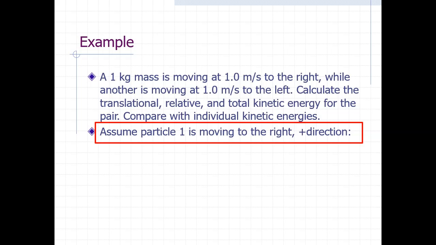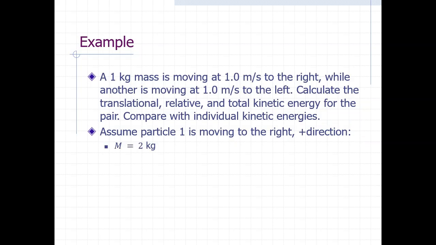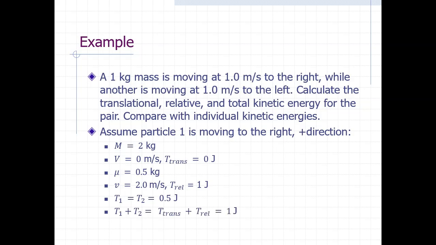Based on the given information, the total mass is 2 kilograms. The translational speed is 0. The particles are moving in opposite directions and have the same mass, so the center of mass should not be moving. Therefore, the translational kinetic energy is 0. The reduced mass is 0.5 kilogram. The relative speed is 2 meters per second. Using the reduced mass and the relative speed, we can calculate the relative kinetic energy to be 1 joule. The individual kinetic energies are both 0.5 joule, which add up to a total of 1 joule. The translational and relative kinetic energies also add up to 1 joule.